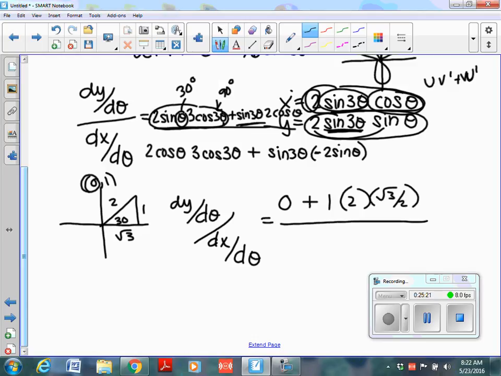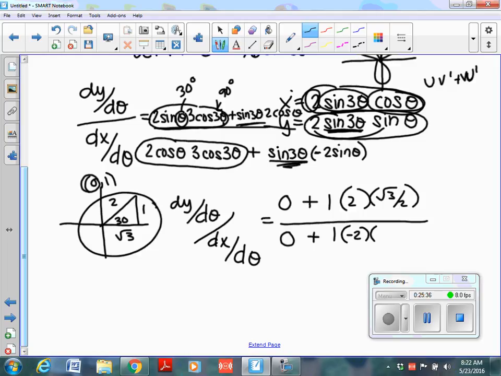Do the same thing with the bottom. This whole part is going to end up being a 0, so I don't even really need to do it. But the sine of 90 is 1 again. And then you're going to do a negative 2 times the sine of this picture, and the sine of this picture is 1/2.